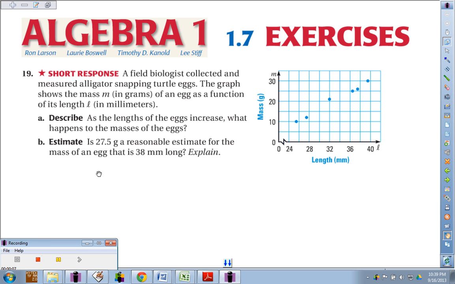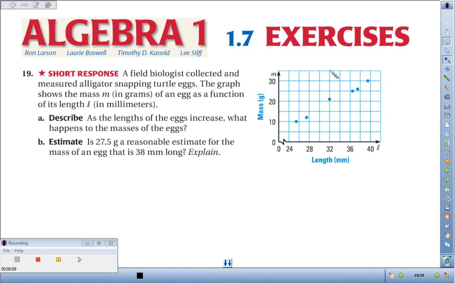Okay, in number 19, we are looking at a graph of length and mass of, what are we looking at? Alligator snapping turtle eggs. The graph shows the mass of an egg as a function of its length in millimeters. Describe, so as the lengths of the eggs increase, as the length gets bigger and bigger, as I work my way right on the graph, what happens to the mass of the eggs? Well, the mass is going up and up and up as well.